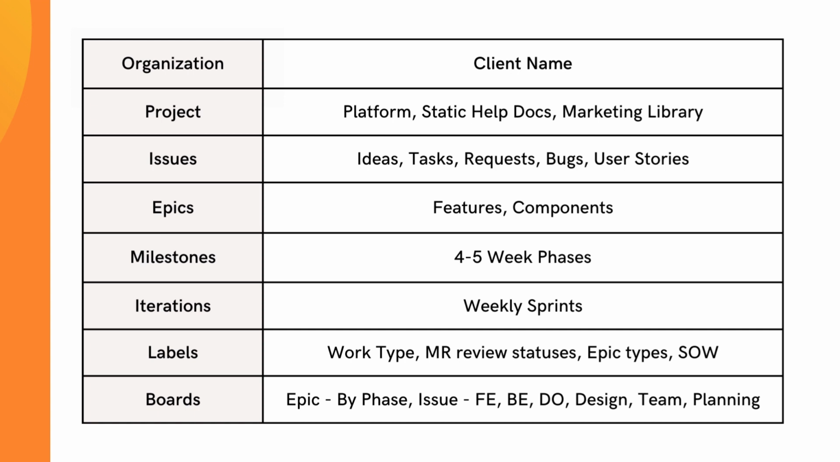On the boards, I created an Epic board, which I did by phase. Like I told you, I was doing each phase, so I can look at my Epic boards and move certain epics through the phases. This helps me with planning the issues. So I have a front end board, a back end board, a DevOps board, a design board. I have a team board that I can look at from issues.